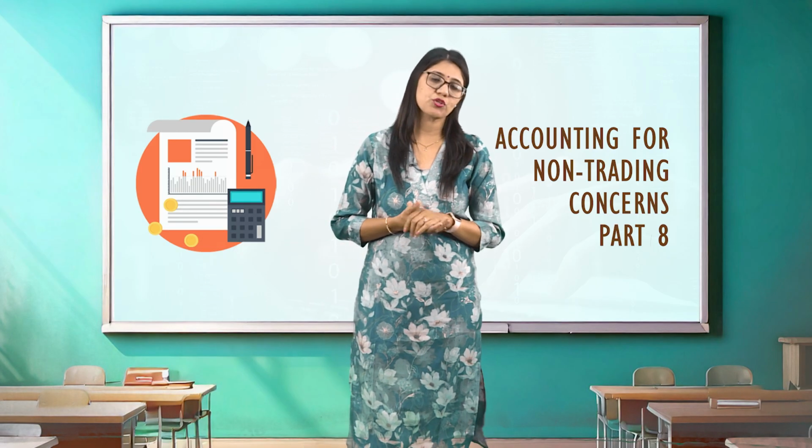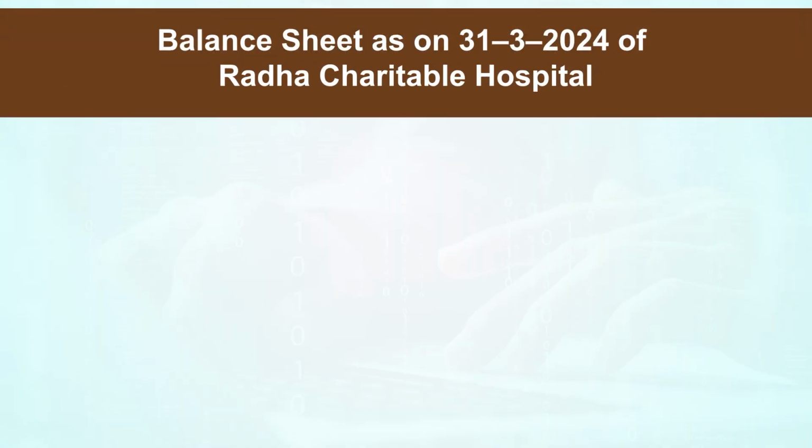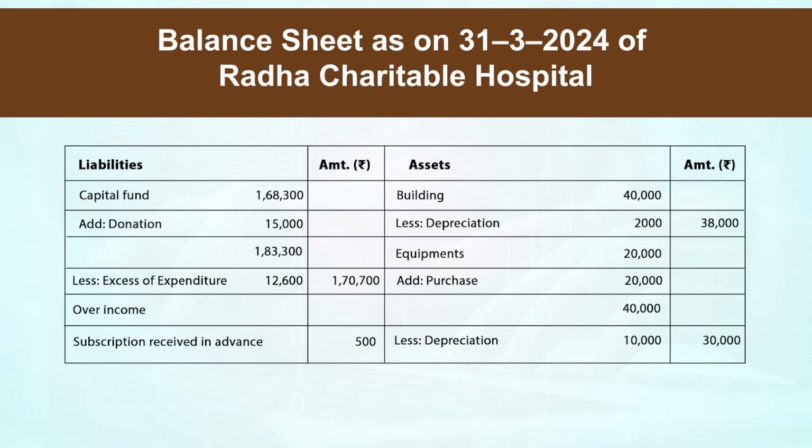After this, now we are going to prepare the balance sheet. Balance sheet as on 31st March 2024 of Radha Charitable Hospital. Same liability amount, asset amount. Liability side, capital fund 1,68,300, add donation 15,000 and the amount comes to 1,83,300, less excess of expenditure 12,600 and the total amount is 1,70,700 to the outer column.